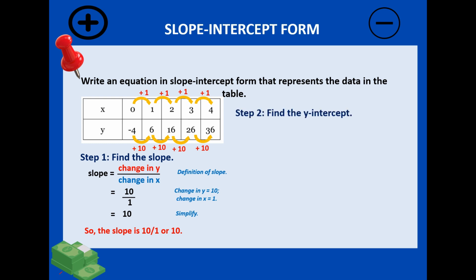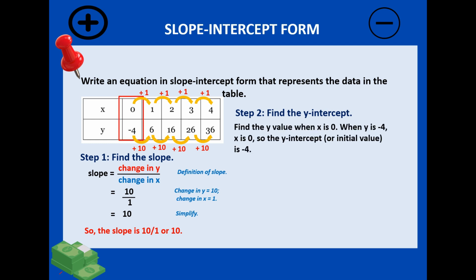Step 2, find the y-intercept. How are we going to find the y-intercept? Find the y value when x is 0. When x is 0, y is negative 4. So the y-intercept, or the initial value, is negative 4.